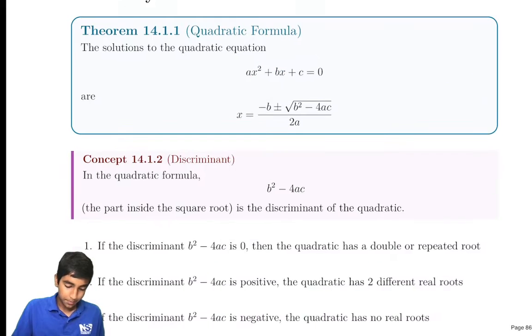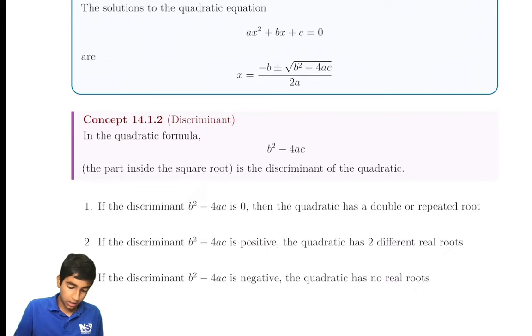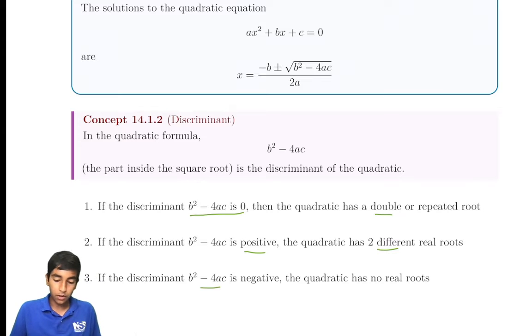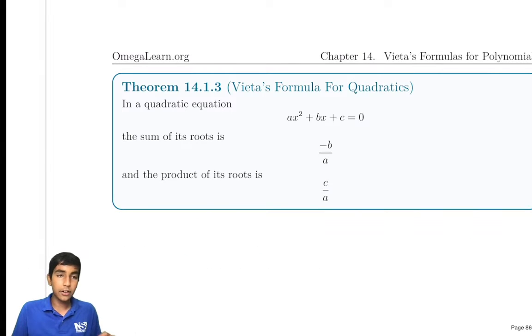Let's get started. I'm sure you're familiar with the quadratic formula and how the discriminant determines how many real roots it has. If it's 0, it has a double root. If it's positive, 2 real roots. Negative, there's no real roots. But what we're really here today to discuss is Vieta's formulas.